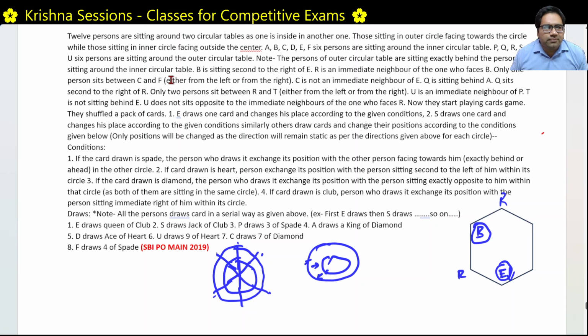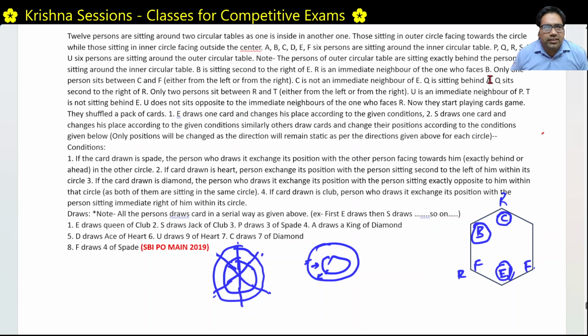Now he is also saying only one person sits between C and F. If C takes this slot, F has to take either this slot or this slot, right? One person sits between C and F, which is clearly not possible. So see, this slot is also gone. C cannot sit next to E, and if C sits here, F has to sit in a way such that only one person sits between C and F, which is not possible. So C has only one slot. That means F has got this possibility or this possibility. We don't know. Right? F has got two possibilities. Let's see.